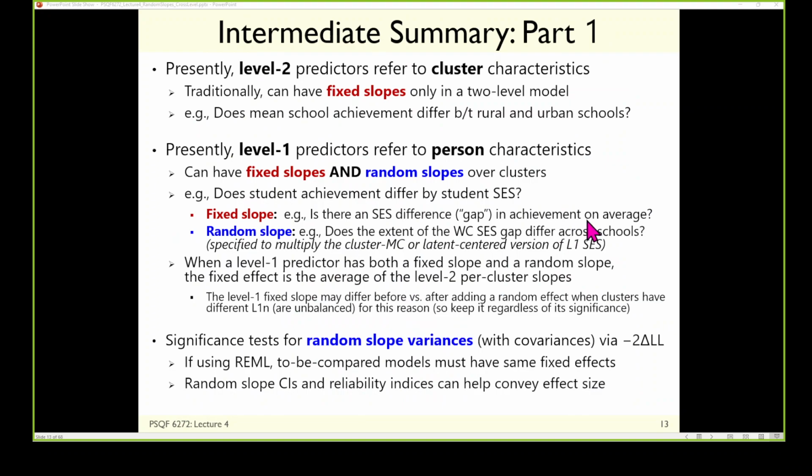All right, intermediate summary. See, look, we've already gotten to the point where we get to summarize. Doesn't that feel nice?